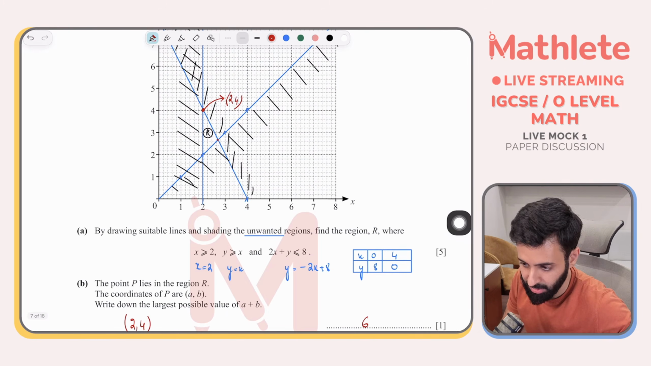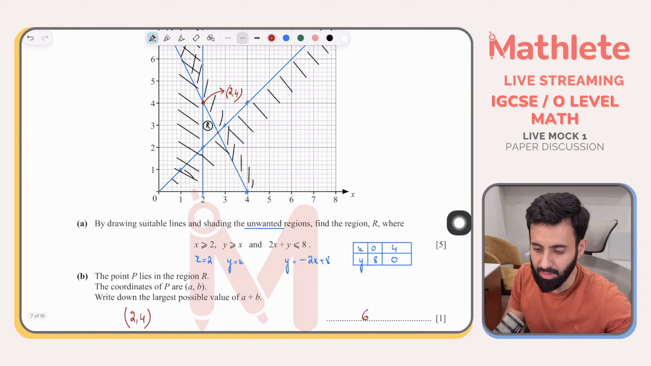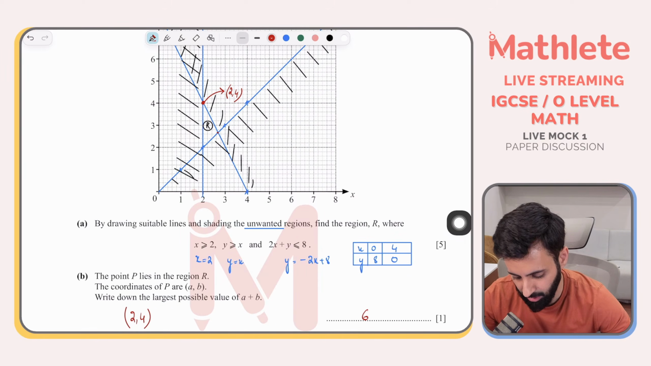Okay, how will we shade in the exam? Use a pencil. When do we have to make a dotted line? When there is no equal to sign in the question. Okay.